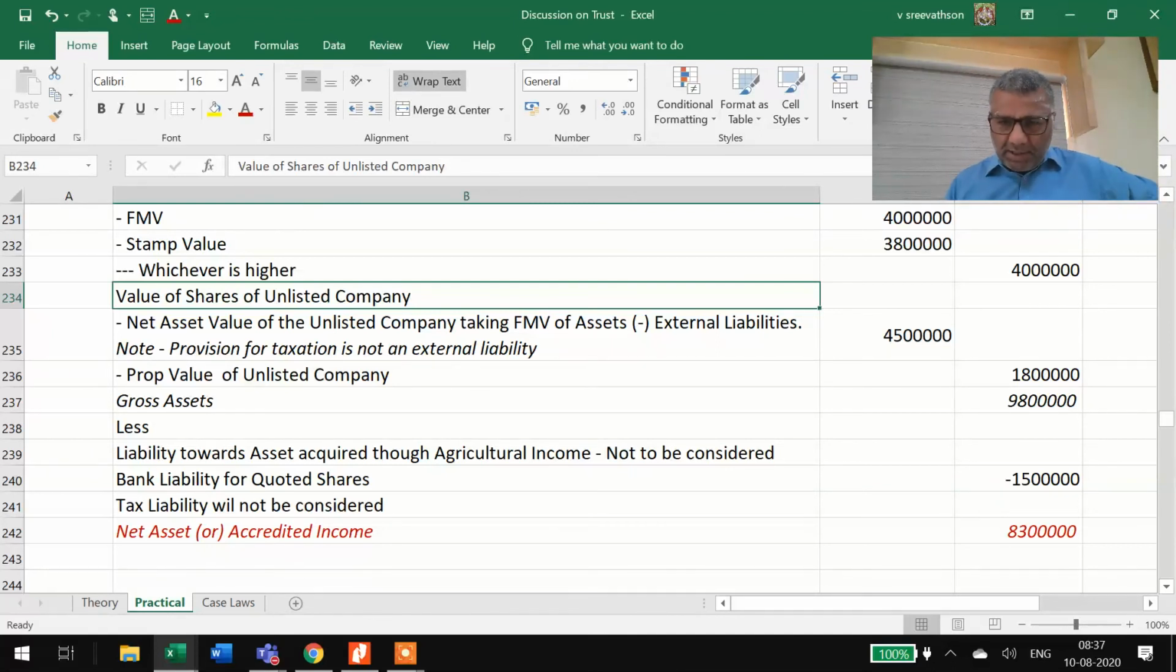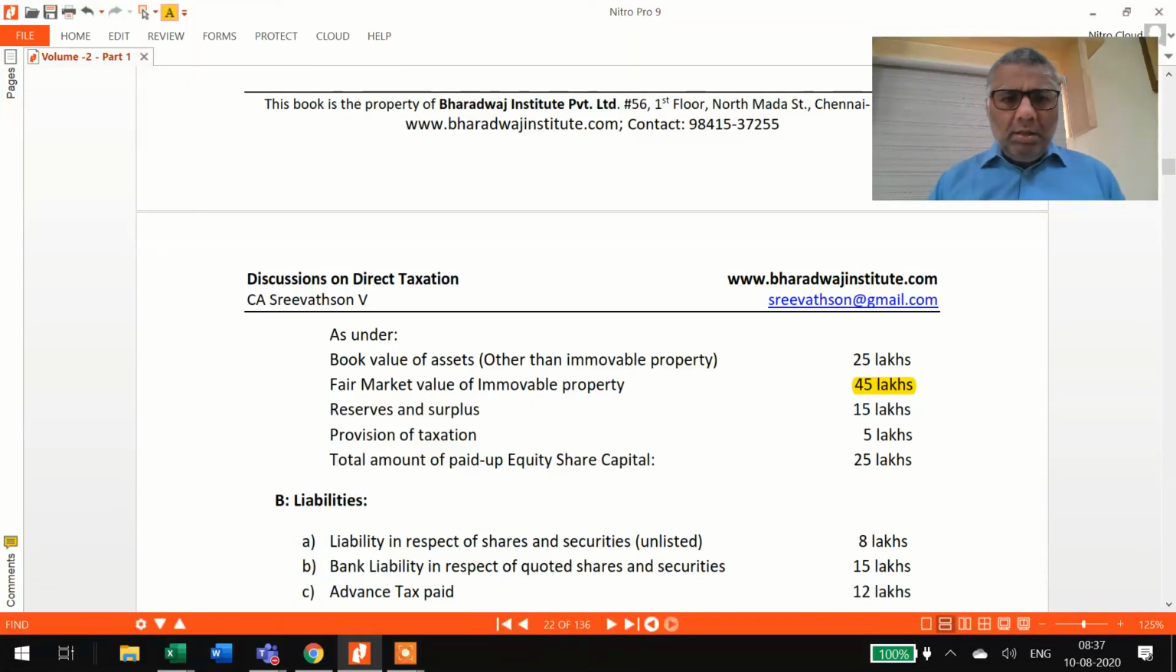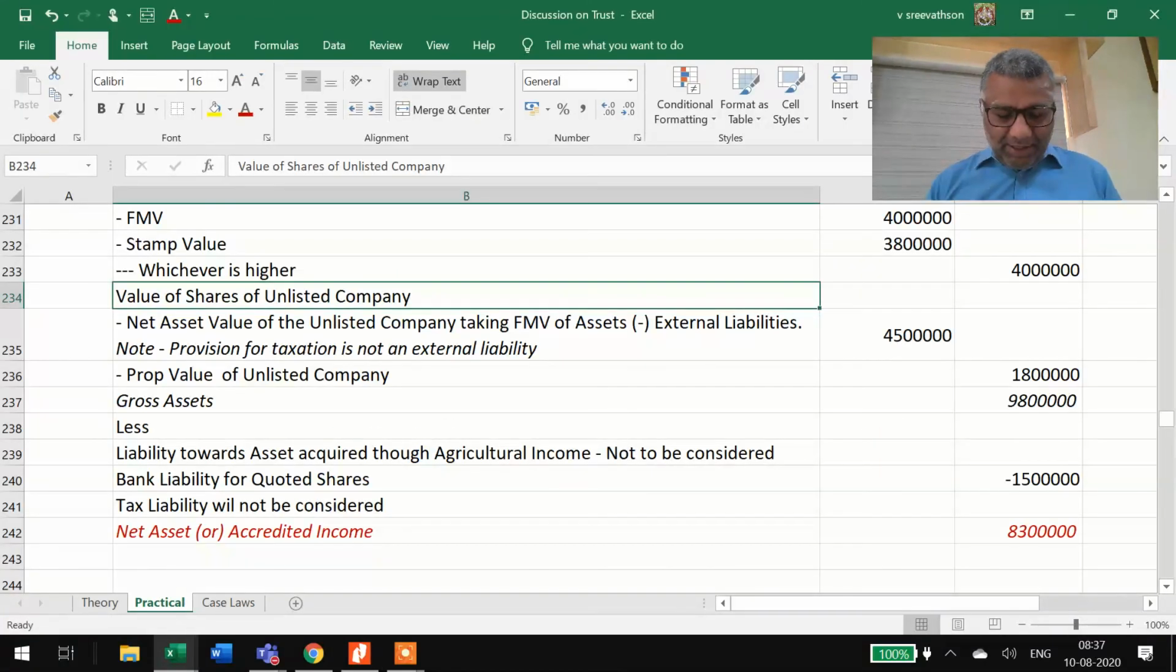Sir, net asset value of unlisted company, we have a book value of assets other than immovable property also. Should you not take that into account? If you see, book value of assets other than immovable property, then fair value of... Sorry, sir. I didn't read that line properly.